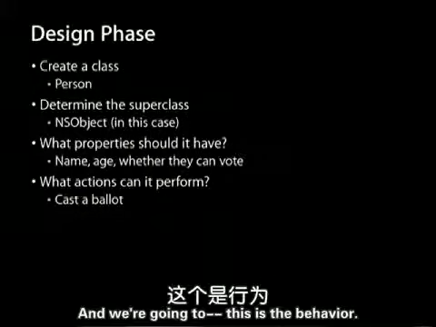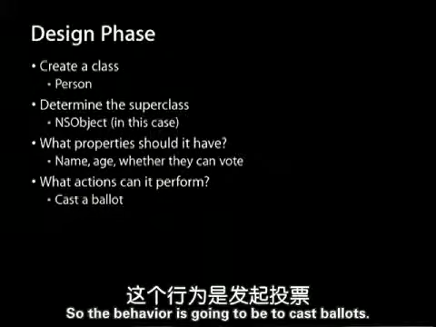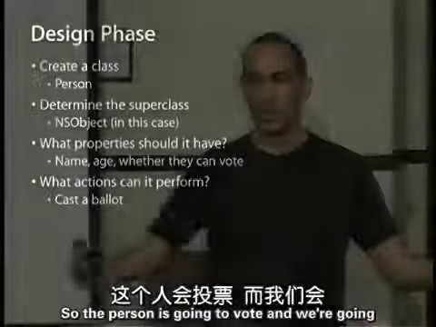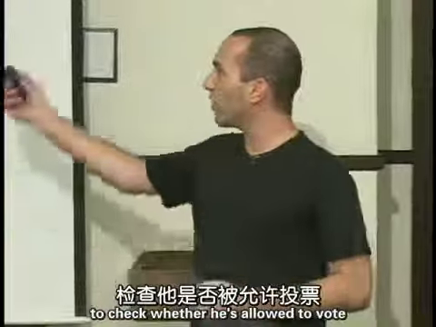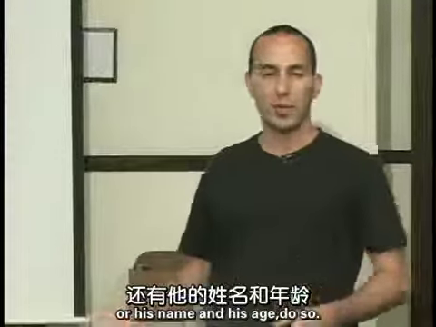And this is the behavior. The behavior is going to be to cast a ballot. So the person is going to vote, and we're going to check whether he's allowed to vote. We're going to use his name and his age to do so.